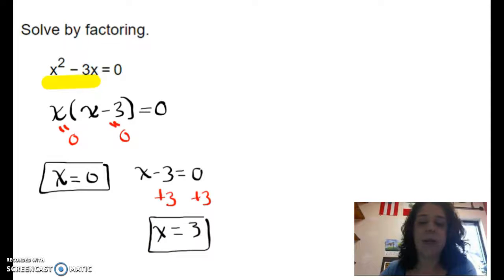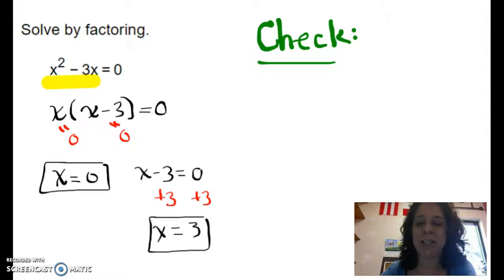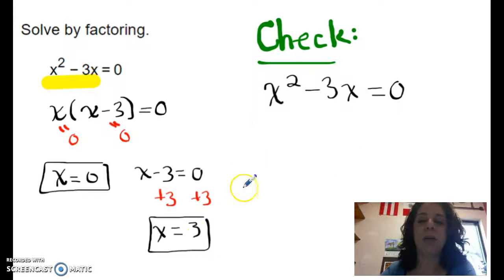That's my answer. If you're interested in checking that, just to make sure that it's right, I would recommend checking, especially on a test. And so you want to practice checking before you take the test so that you're really good at it by the time you actually get to the test. We start off by taking the original equation, so x squared minus 3x equals 0. And then we're going to have to do two checks. We're going to check 0 first, and then we'll check 3.